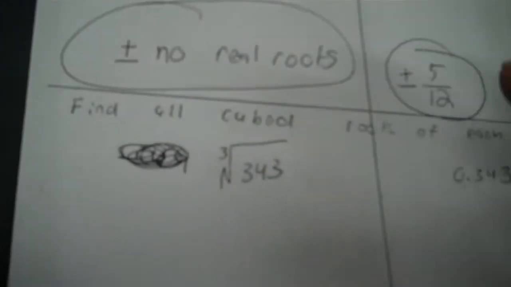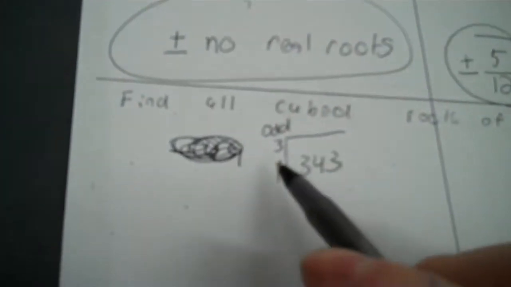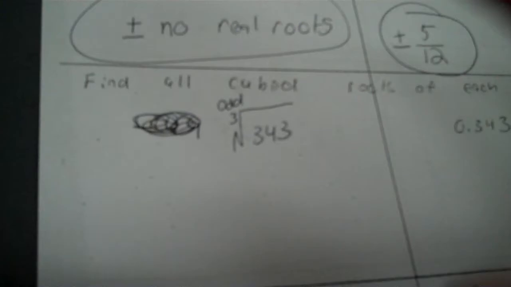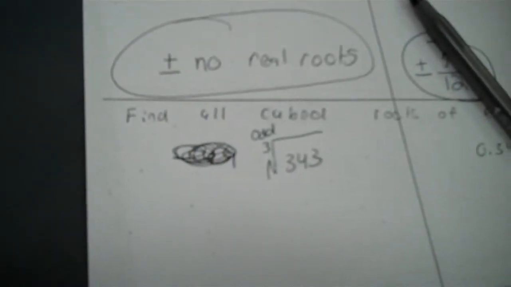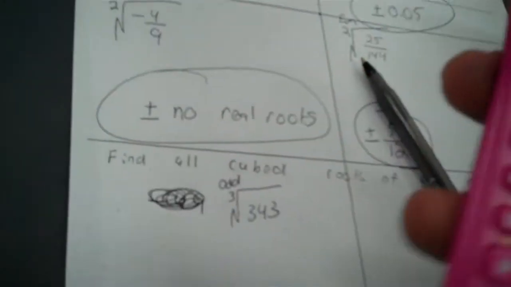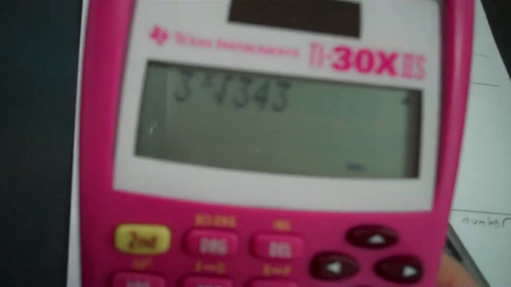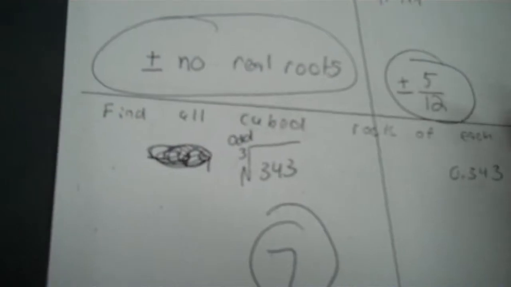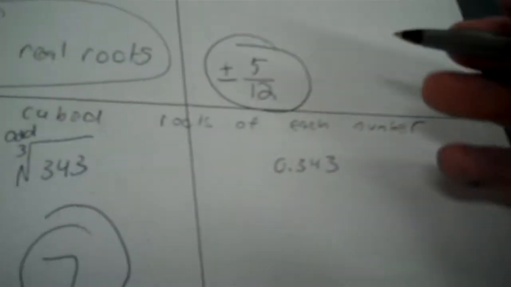Okay, so then what I'm going to do, now 3 is an odd. If you have an odd degree, then don't put the positive or negative, okay? Don't put the plus negative. That's only for evens. With odds, you go 3, second, then the key up above, and that's 343, and it's 7, okay? But just 7. Don't put a positive negative, okay?